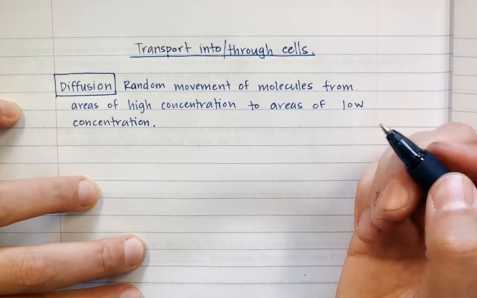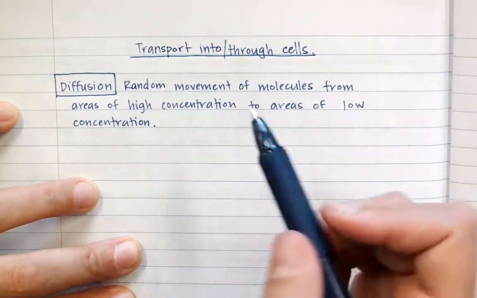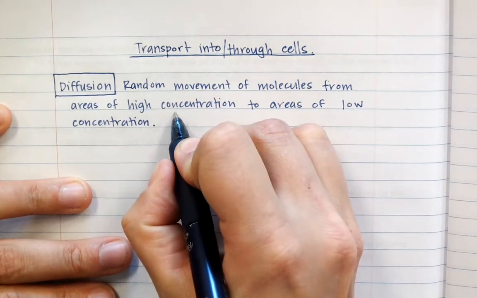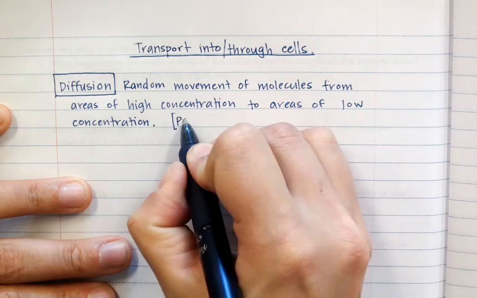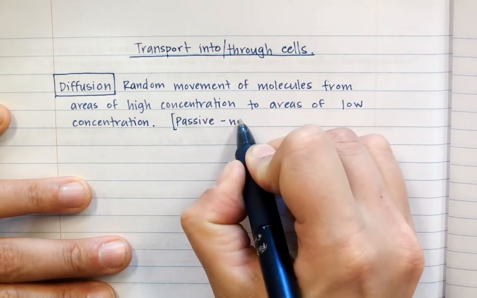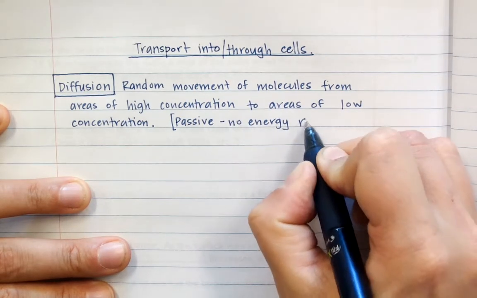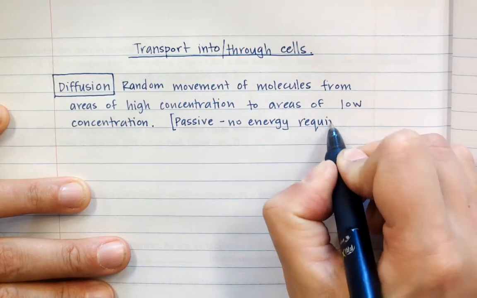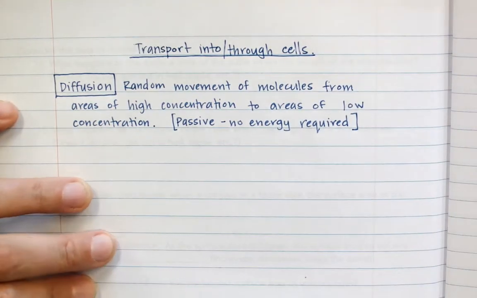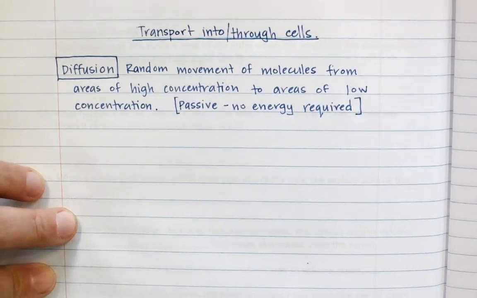So this is a passive type of movement. That means that there's no energy required. So let's just add that in here. So this is passive. No energy required. So let's give an example of this.